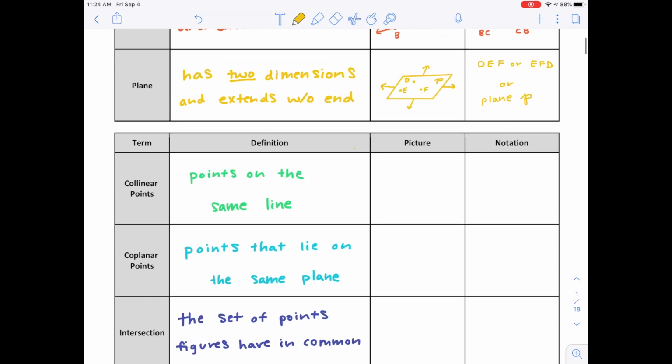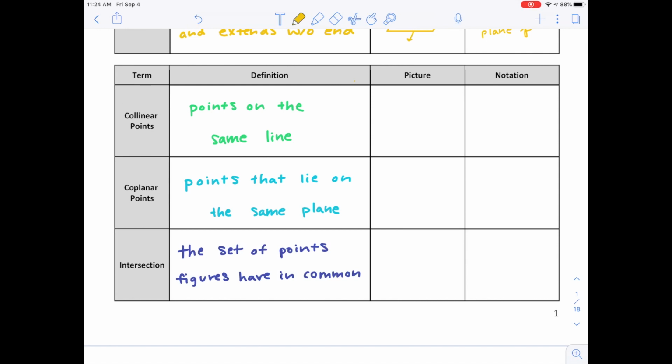Now, once we have those undefined terms, we are actually able to formally define 3 other terms: collinear points, coplanar points, and intersection. So go ahead, pause the video, copy down those definitions, and then we'll talk about what they mean.